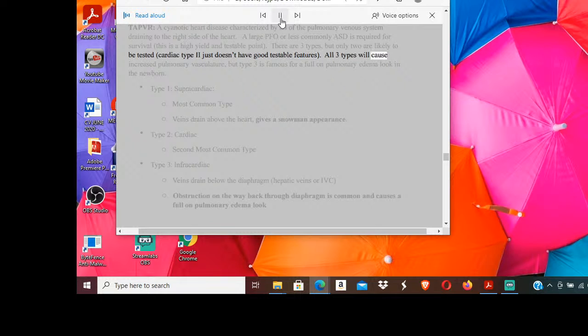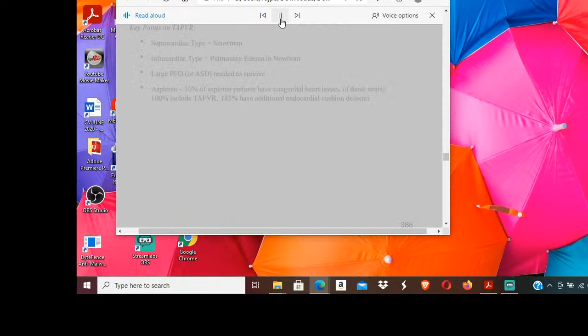All 3 types will cause increased pulmonary vasculature, but type 3 is famous for a full-on pulmonary edema look in the newborn. Type 1, supracardiac, most common type, veins drain above the heart, gives a snowman appearance. Type 2, cardiac, second most common. Type 3, infracardiac, veins drain below the diaphragm, hepatic veins or IVC. Obstruction on the way back through the diaphragm is common and causes a full-on pulmonary edema look.